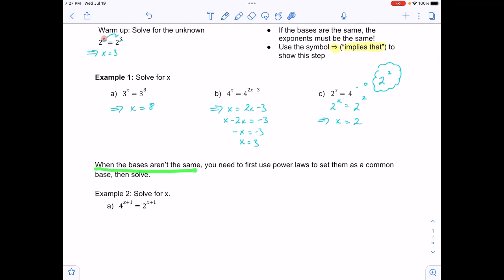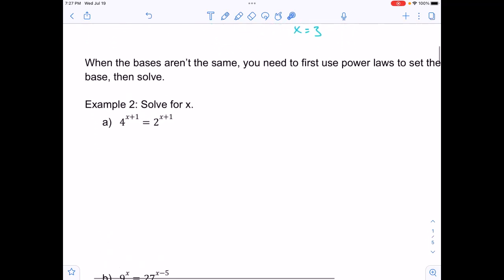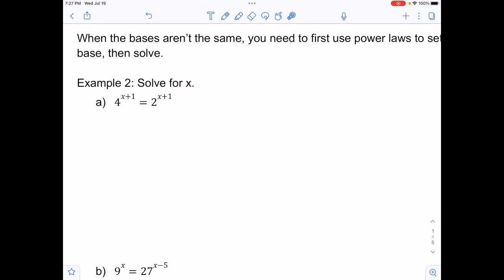Okay? That was sort of a more challenging one, but essentially, that's where we're coming from here. When the bases aren't the same, we need to use power laws or exponent laws to set them as a common base and then solve. Okay? We'll do a couple of questions like this. Here's our first one. 4 to the power of x plus 1 is equal to 2 to the power of x plus 1. Well, we know that 4 is the same thing as 2 squared. So I'm going to write 2 squared, and then all of this is to the power of x plus 1.